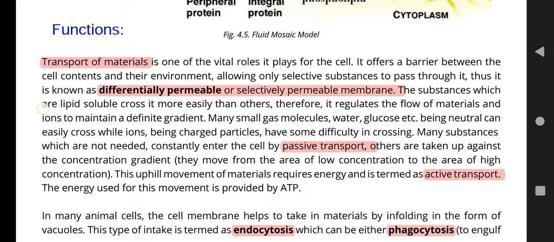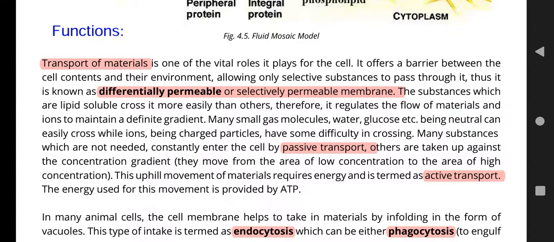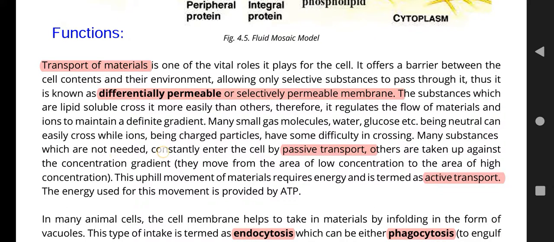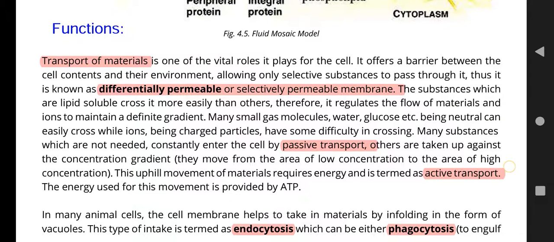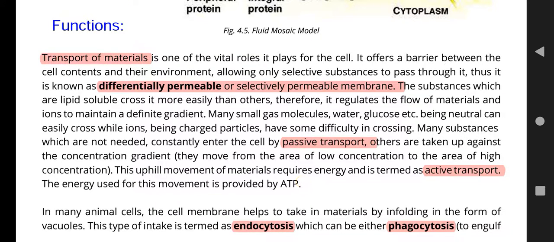The substances which are lipid soluble cross it more easily than others. Therefore, it regulates the flow of materials, that are the ions, to maintain a definite gradient. Many small gas molecules and water, and glucose being neutral, can pass through it easily, while ions being charged have some difficulty. Many substances which are not needed constantly enter the cell by passive transport. Others are taken up against the concentration gradient. They move from the area of low concentration to the area of high concentration, and this uphill movement requires energy and is termed active transport. The energy used for this movement is provided by ATP.